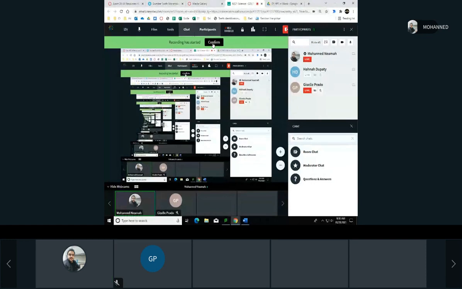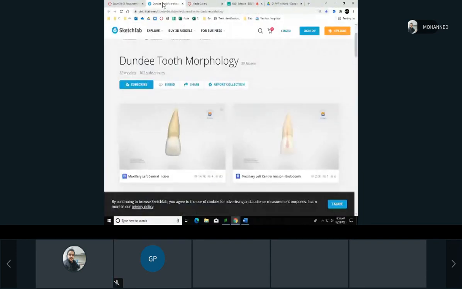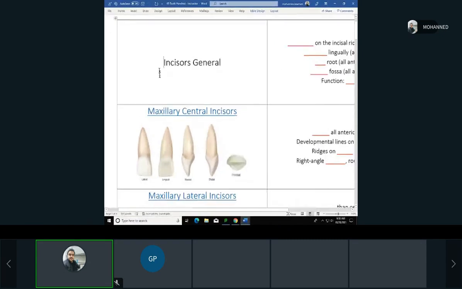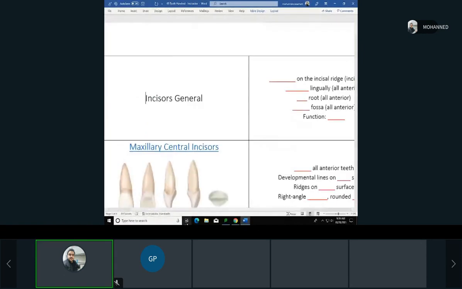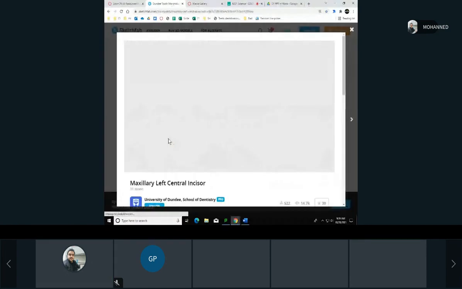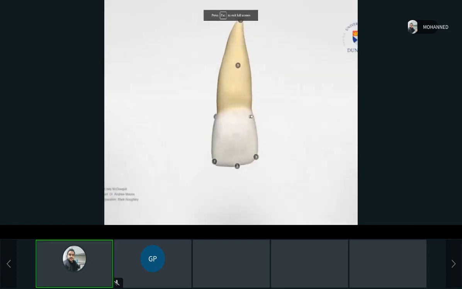To practice. Okay. So we started recording, and here we go. So we will start with incisors first. Most of the handout, we start with maxillary teeth, and then we go to the mandibular teeth. So let's see first about the incisors in general, and then the maxillary central incisor. So this is the maxillary central incisor.